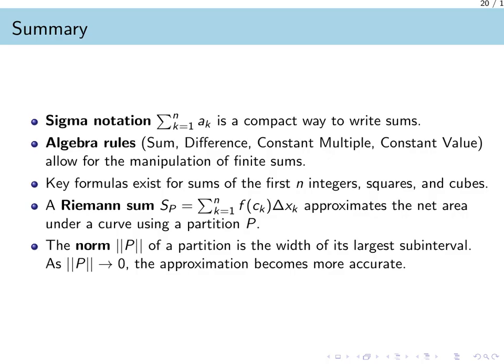Each term in the sum is the product of the function's height, f of c sub k, and the subinterval's width, delta x sub k. To control the accuracy of this approximation, we use the norm of the partition, which is simply the width of the widest subinterval. The key insight is that as this norm approaches 0, our approximation becomes increasingly accurate. This limiting process of the Riemann sum is precisely what we will use to formally define the definite integral.